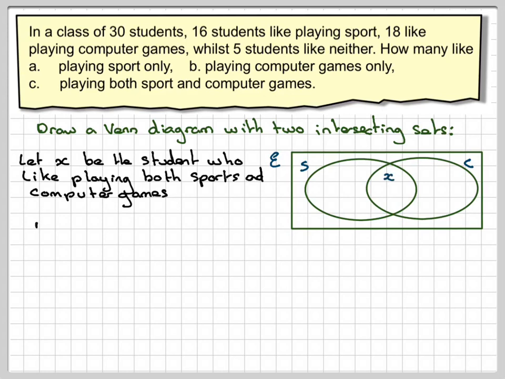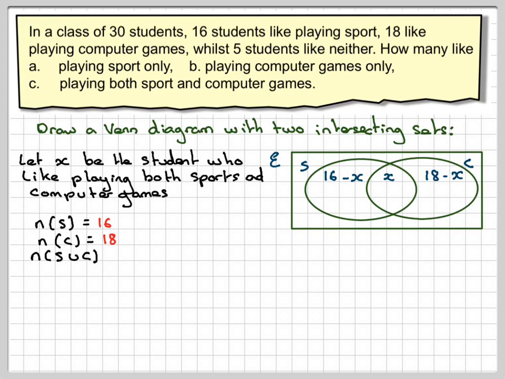So we have here the number in S is equal to 16. So in here we need to write 16 minus X, because both these totals here have to add up to 16. The number in C is 18. So in here we need to write 18 minus X, because in here this has to add up to 18.